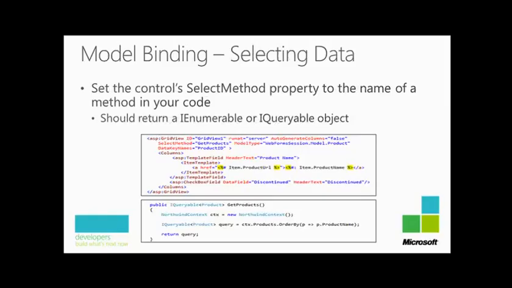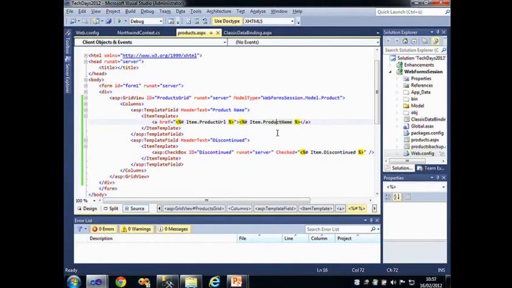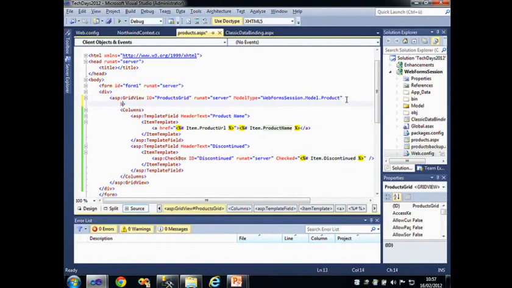In that sense, if we now want to tell our grid to retrieve some data from somewhere, a templated control like a grid has a new property called SelectMethod. There you have to tell the grid what method it should call to actually retrieve the data. I could add a method like GetProducts, and that's the method it would then use.